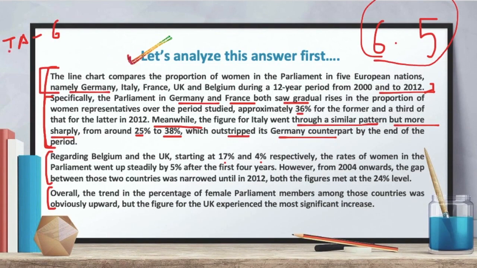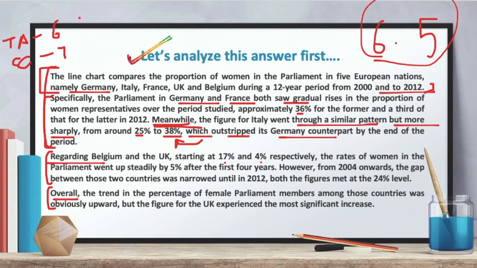There is some inaccurate information also. If I talk about coherence and cohesion, information is organized coherently. The paragraphing is also fine. There are some linking devices also used, like meanwhile, regarding, overall. So definitely there is coherence and cohesion involved. So I may give it a 7.